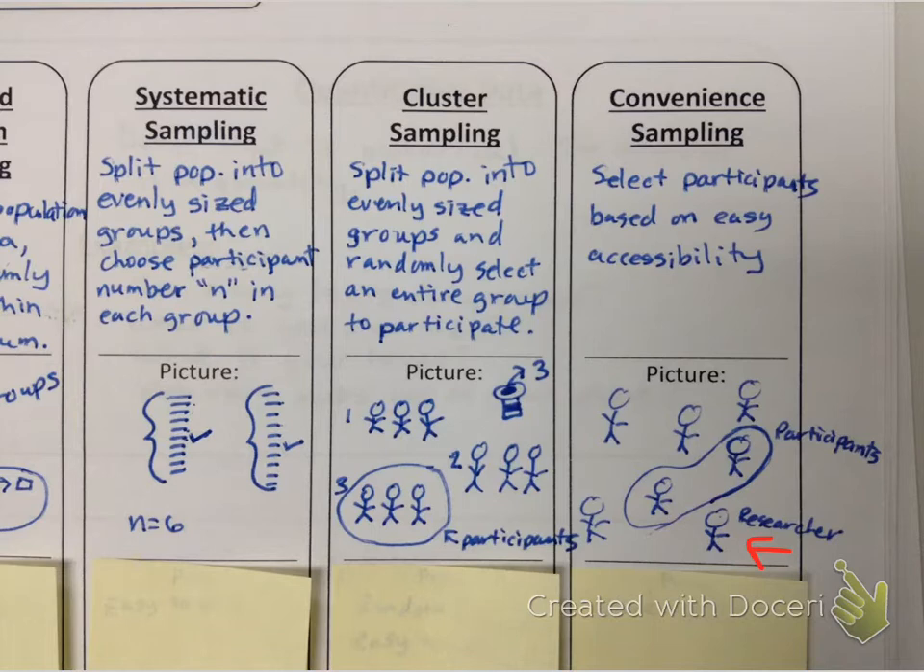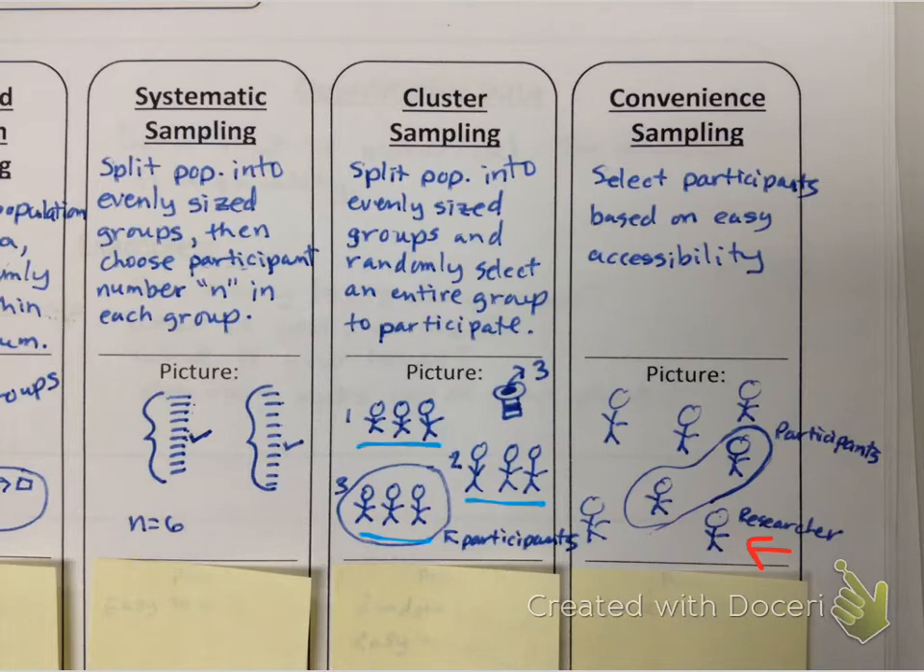The next couple of examples are cluster sampling and convenience sampling. For a cluster sample, you split the population into evenly sized groups and then randomly select an entire group to participate. So notice here we have 3 little groups. We have group 1 right there, group 2, and then group 3.